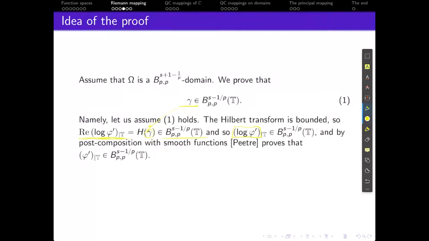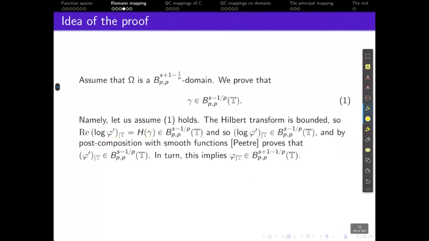And by post-composition with smooth functions, we can exponentiate that. This is a result by Petre: this smoothness is kept under C infinity post-composition. In turn, this implies that the function has one more degree of smoothness. Of course, if the derivative is here, then the function has one more degree of smoothness. This is essentially natural to understand, to believe.